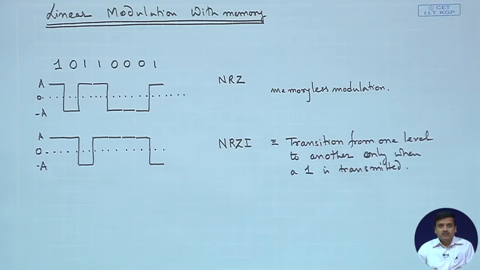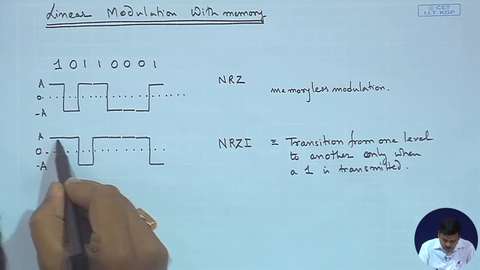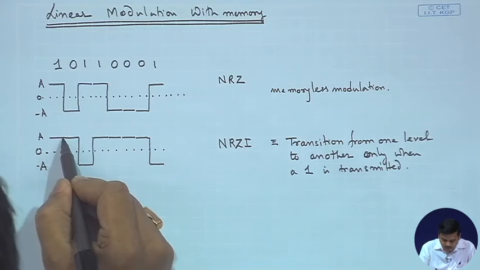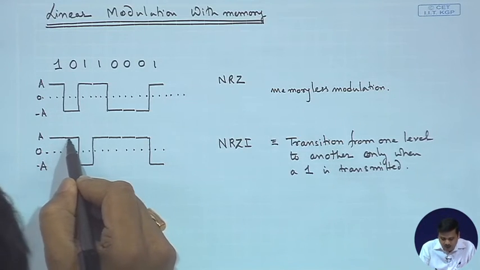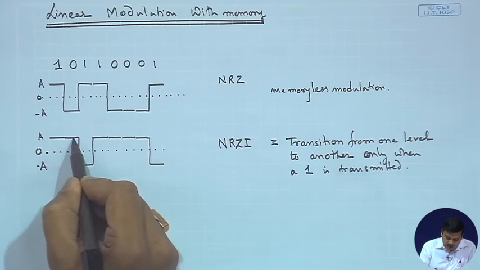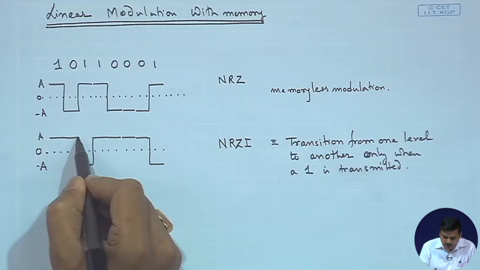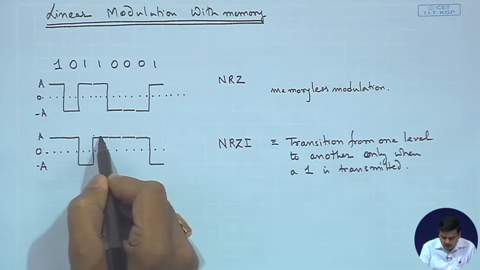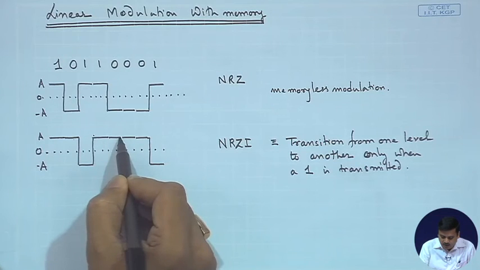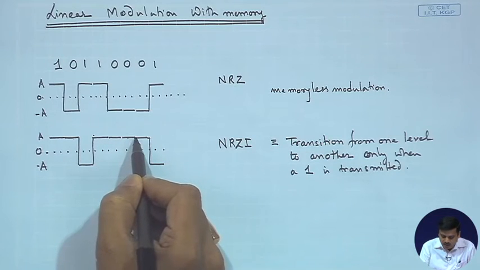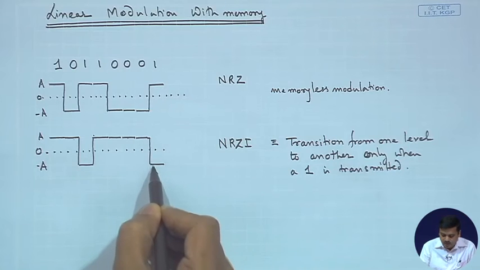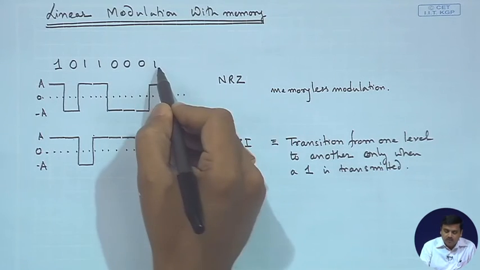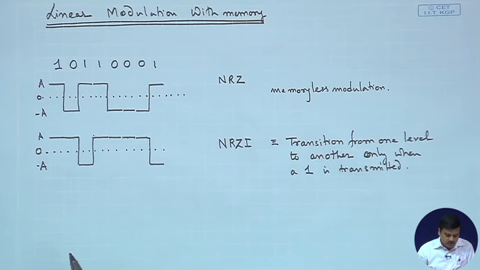So, what the receiver does: suppose there is some communication, it sees there is no transition. If there is no transition, the receiver will note there is a 0. Then the receiver sees there is a transition, that means there is a 1, there is a transition, there is a 1, there is no transition, there is 0, no transition, there is 0, no transition, there is 0, a transition, that means there is a 1, which would match with the transmitted sequence.